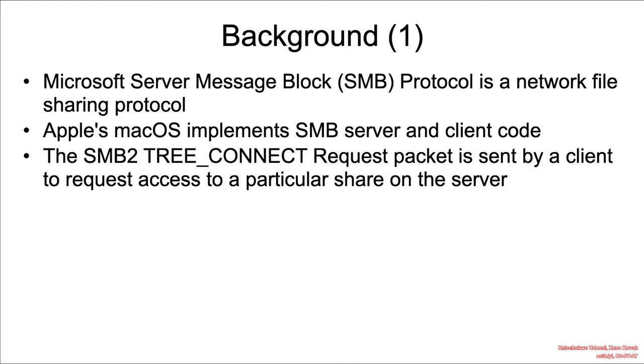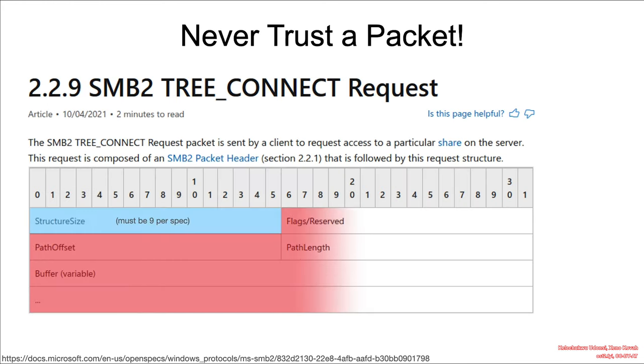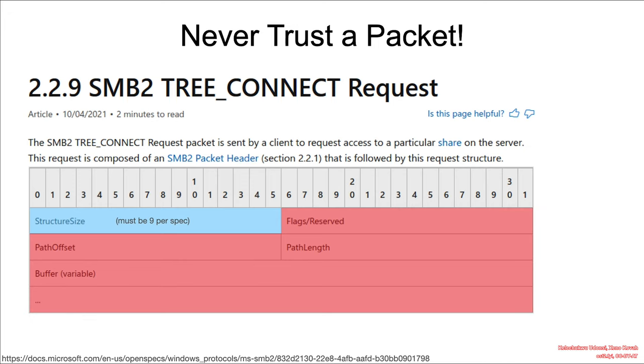A request to connect to a network share begins with a tree connect request. The following illustrates a tree connect request packet. The animation illustrates regions of the packet containing attacker-controlled input data.